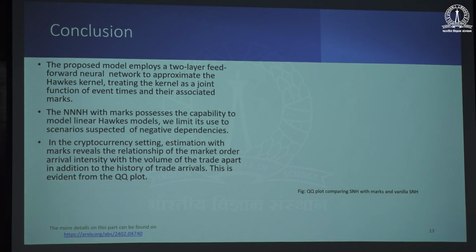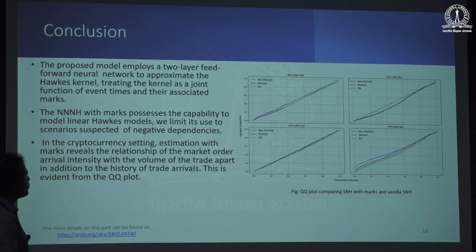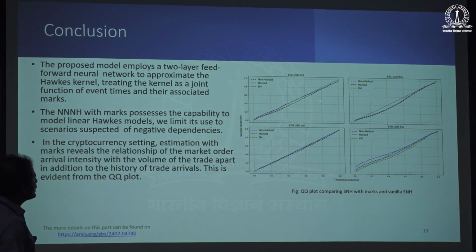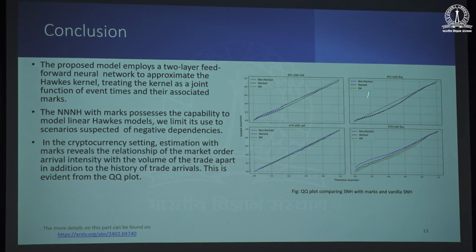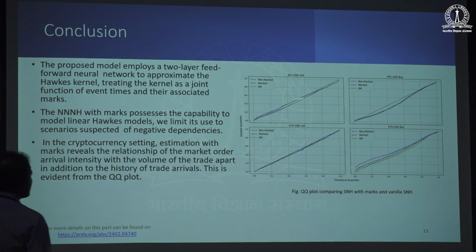One more thing I have to show is that we also give a QQ plot to check whether volume has an immediate impact on the next trade arrival. We see that Bitcoin sell and Ethereum buy have an impact from volume. For the others, even if you don't take the volume, it doesn't have that much impact. These two have an impact on the next arrival, and the other two we didn't observe. So we concluded that if you want to place Bitcoin orders on this side, you definitely have to consider the volume of the Bitcoins.